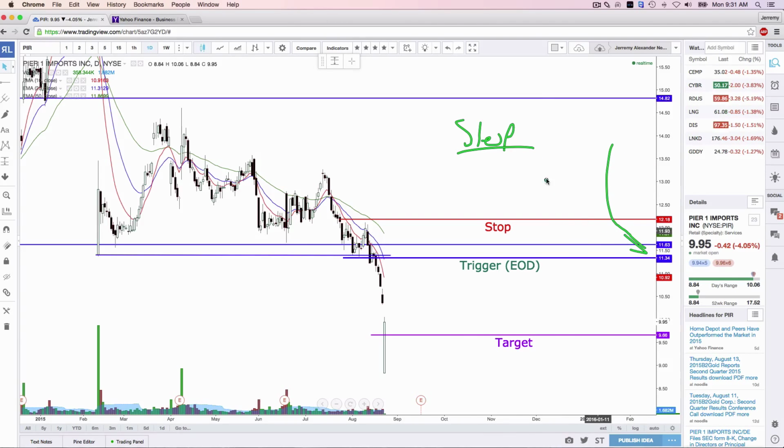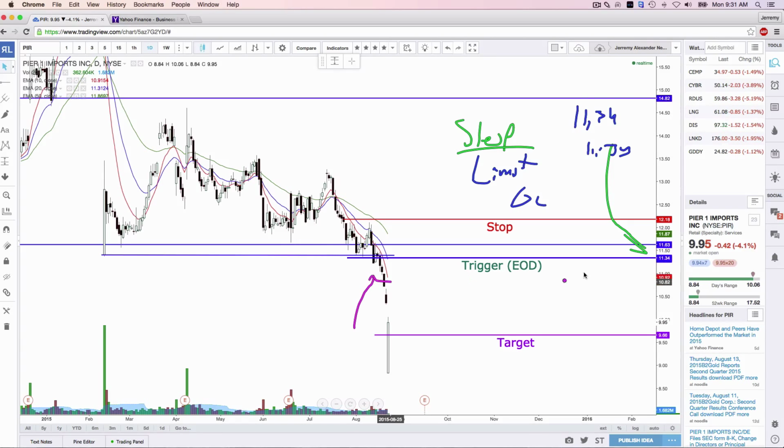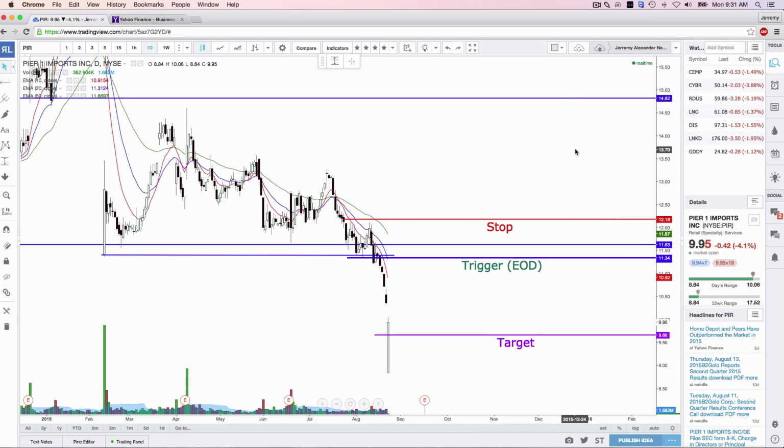At 11.34, at the end of the day, if the stock is below 11.34, I want to do a stop limit on close. Again, some brokers have this, some don't. 11.34, stop limit on close. At the close of the day, if the stock is below the trigger and it meets your limit of whatever price you want, it may or may not fill.